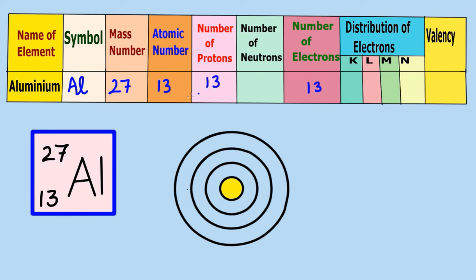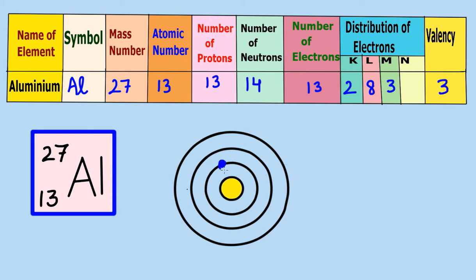What is the number of neutrons? Mass number minus number of protons. So 27 minus 13, it has 14 neutrons. How are these 13 electrons distributed in its shells? 2 electrons in K shell, 8 in L shell and 3 in M shell. What is its valency? Valency is 3.